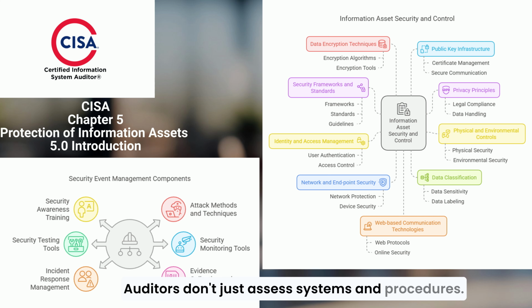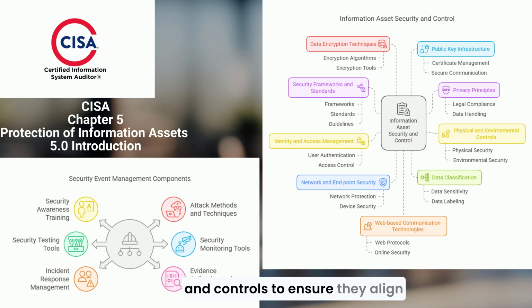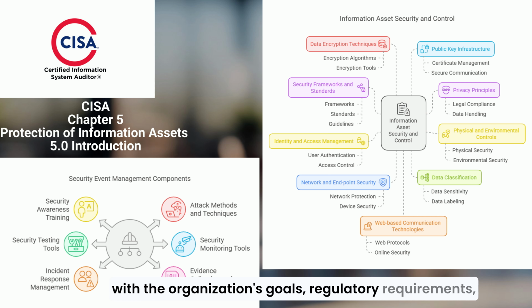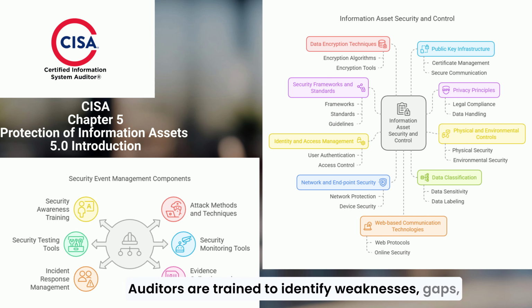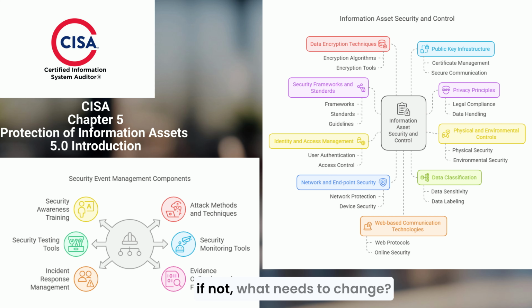Auditors don't just assess systems and procedures, they evaluate whether these measures are suitable for the organization's unique needs and effective in achieving the desired level of protection. This process includes reviewing policies, procedures, and controls to ensure they align with the organization's goals, regulatory requirements, and industry standards. But it's not just about checking boxes. Auditors are trained to identify weaknesses, gaps, or inefficiencies in the system and recommend improvements that ensure a robust and secure environment for information assets. Their judgments provide the organization with clarity. Is the current approach working? And if not, what needs to change?